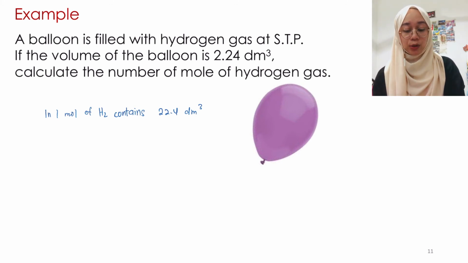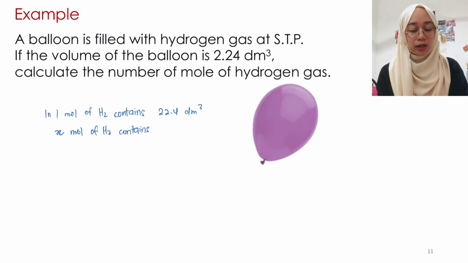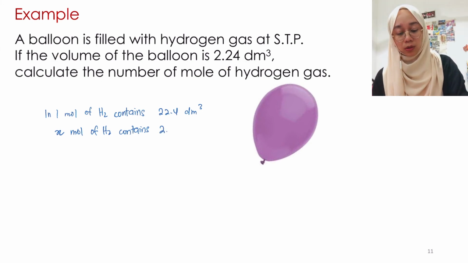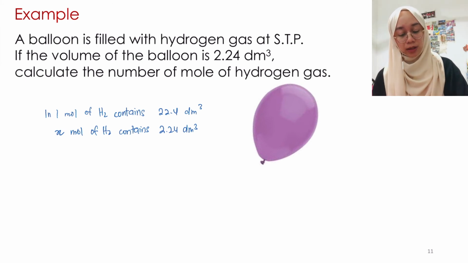Okay, tapi sekarang ni you need to look for the number of mole. So number of mole tu kamu unknown kan, kamu tak tahu, so kita letak X mole. However, X mole of H2, it contains, okay, berapa? So it contains yang bahagian ni yang dia cakap the volume of the balloon is only 2.24 decimeter cube. Okay, jadi kita kena tukar info ni jadi calculation punya version lah. So kita boleh cakap yang 1 bahagi X adalah bersamaan dengan 22.4 decimeter cube bahagi dengan 2.24 decimeter cube.